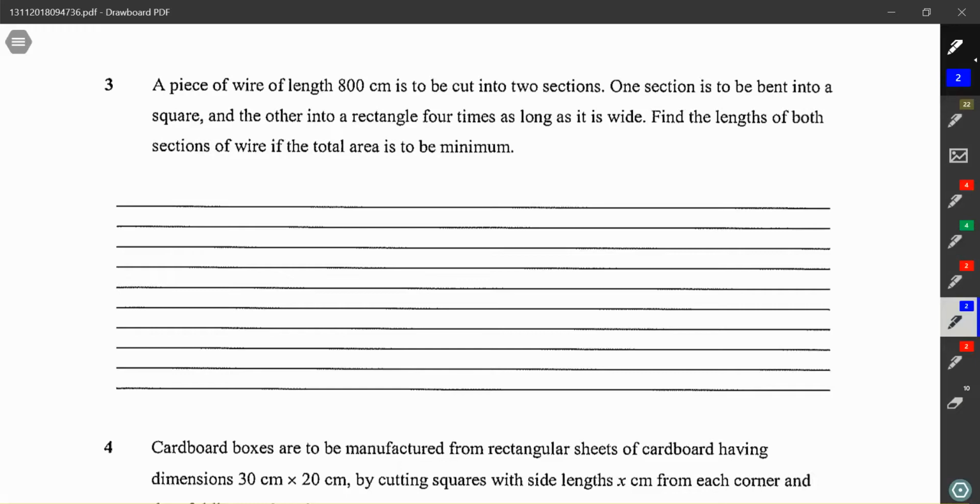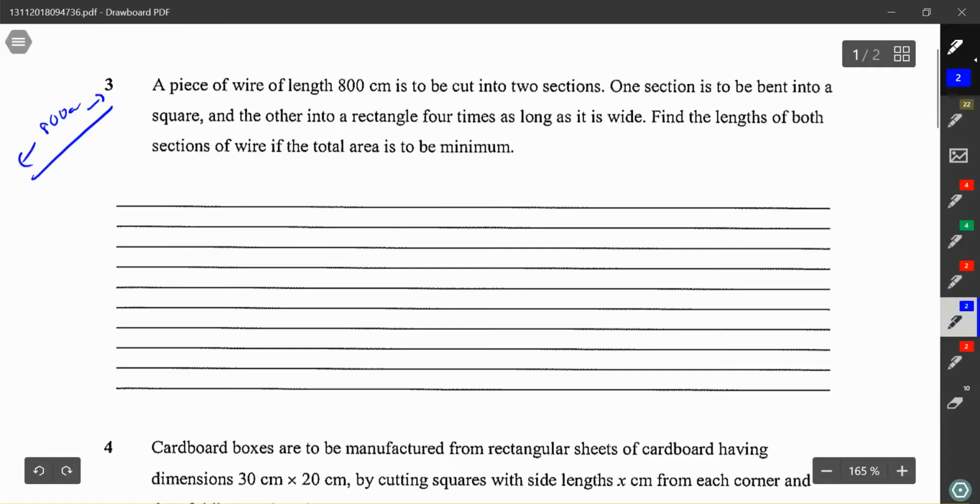So remember, each sentence, you need to write something or draw something. So how I would do it, a piece of wire, 800 centimeters. Here we go, 800 centimeters. Okay? That's my length. Now I cut it. I don't know where I'm going to cut it, but I do know I'm going to get 2 shapes. I'm going to get a square. I'm going to call that x for now. I'm going to get a square, and the next one I'm going to get is a rectangle.